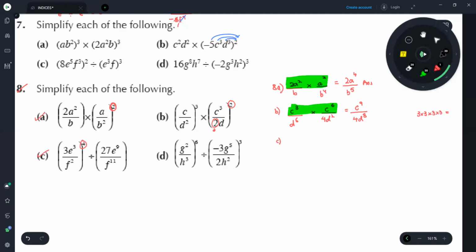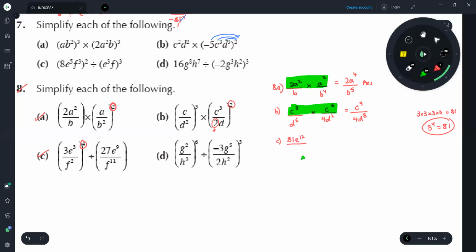3 into 3 into 3 into 3, that's going to be 81. That's one thing that you will learn right now. 3 to the power 4 would be 81, because you won't be allowed calculators in the test. 3 to the power 4 is going to be 81. You're going to remember it forever, okay? So that's going to be 81.